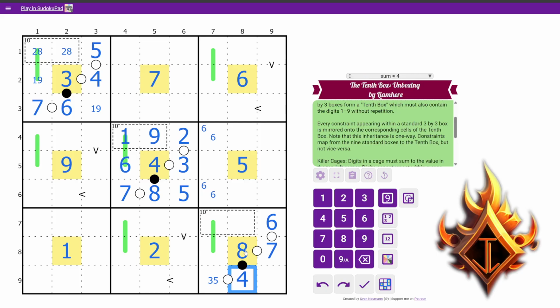I see a 4, an 8, and a 7. This becomes 1, 9. And these are 2, so 2 is in the corner. And this will be a 3, 5. So 5 is in one of those.